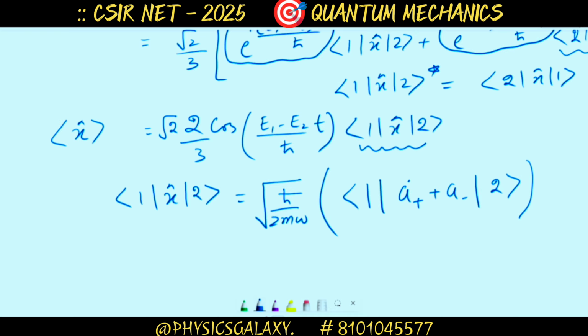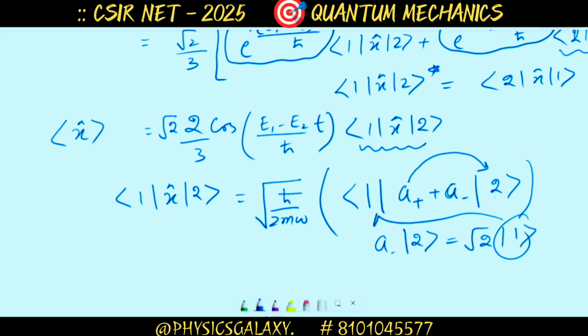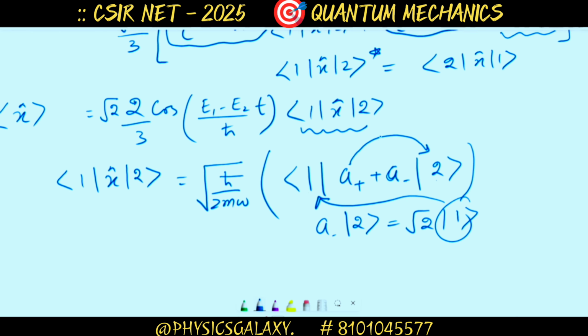Now this, when a plus acts on 2, we'll have 3, but then it will be orthogonal to 1, so that will give us 0. But when a minus acts on 2, we'll have root 2 times 1, so that when multiplied by this, we'll have 1. So basically, instead of this vector, we can simply write root of h cut by 2 m omega, then we'll have root 2.